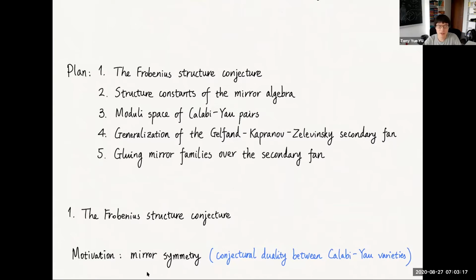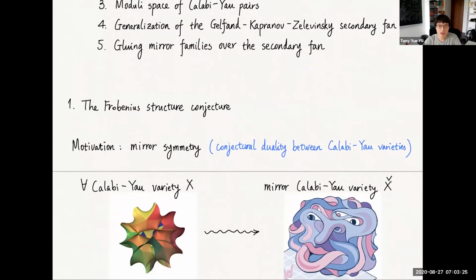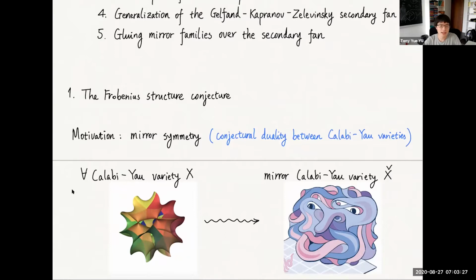The motivation comes from mirror symmetry. Mirror symmetry is a conjectural duality between Calabi Yau manifolds. Roughly, mirror symmetry says that for any Calabi Yau variety X, there exists a mirror Calabi Yau variety X check such that there are plenty of geometric relations between the two varieties.